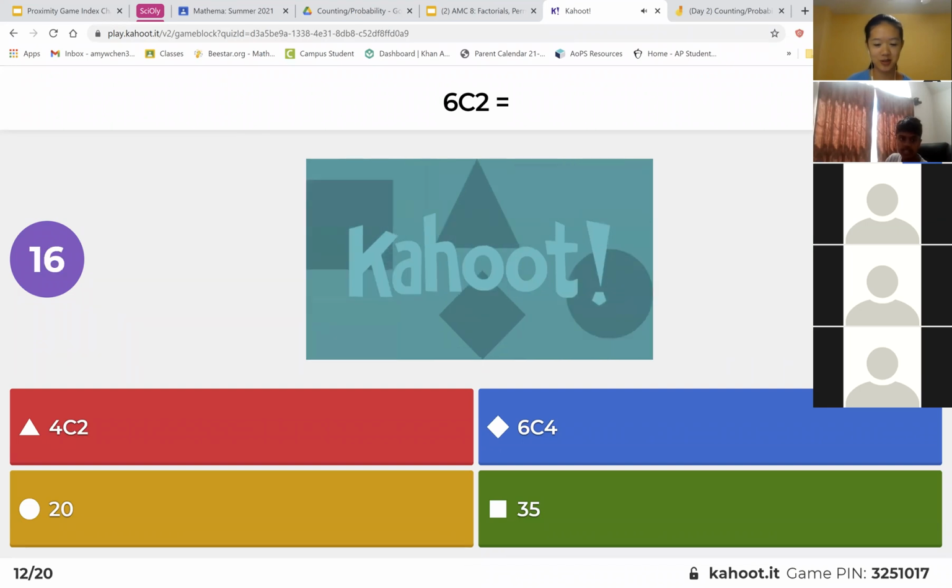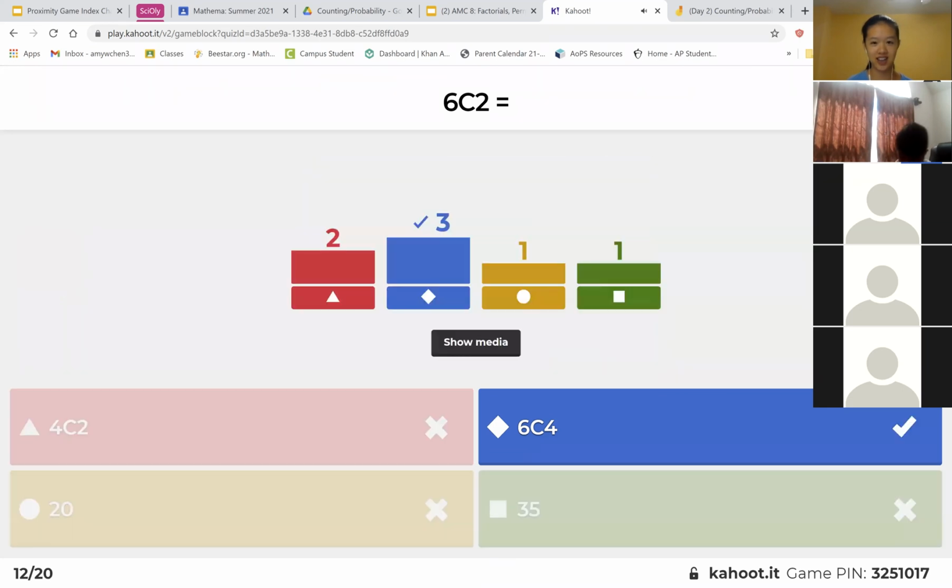6 choose 2. Where's the answer? Oh, never mind. I'm stupid. The answer's right there. Yeah, this one's a little tricky. I think some people are going to get this wrong. The answer's not on there. It is. It's just in a different form. Yeah, I kind of expected some of you guys to miss it.